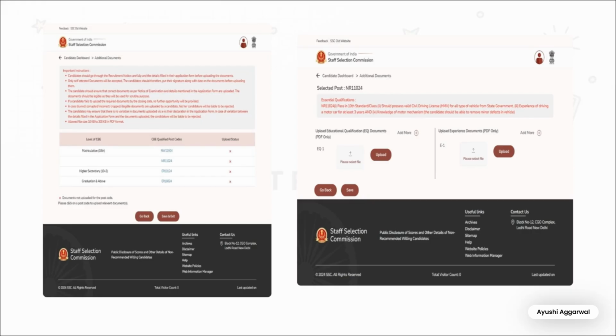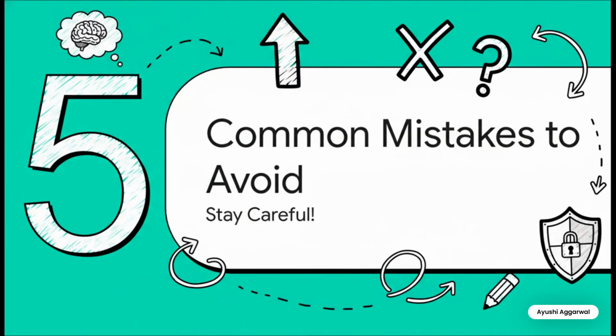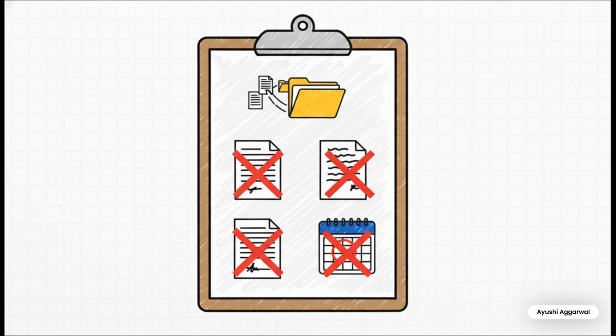Don't miss even one. All right, let's quickly recap what we've learned and talk about some common mistakes that you must absolutely avoid. Paying attention here is crucial because we don't want all your hard work to go to waste. The first and biggest mistake: if you've qualified for more than one post, do not forget to upload documents separately for each one. Second, make sure your documents are crystal clear and readable.